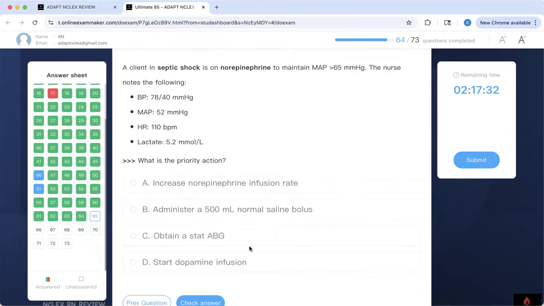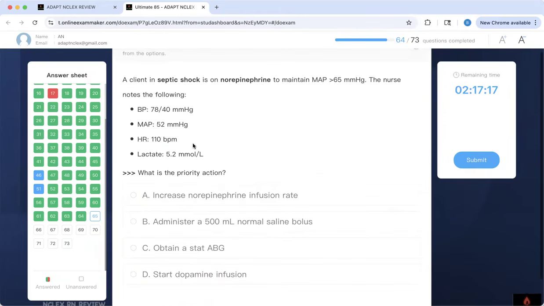The client is in septic shock, is on norepinephrine with a MAP of 65. That's good. The next, note the following. Blood pressure is low, MAP of 52, heart rate of 110, lactate of 5.2, right? This is where we want to go. MAP of 65. We're low. Our blood pressure is low. Our lactate is high. That means we stay in shock.